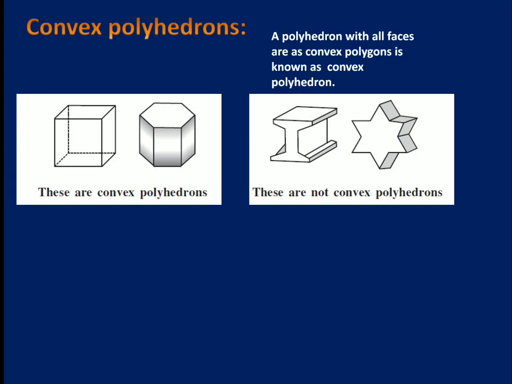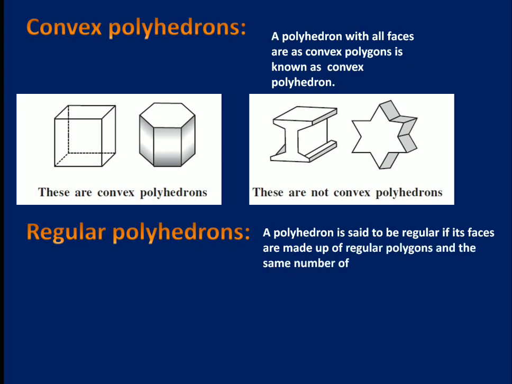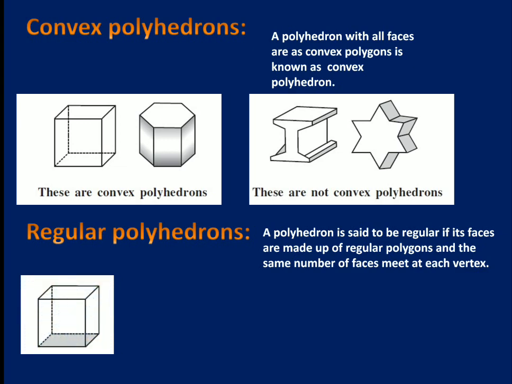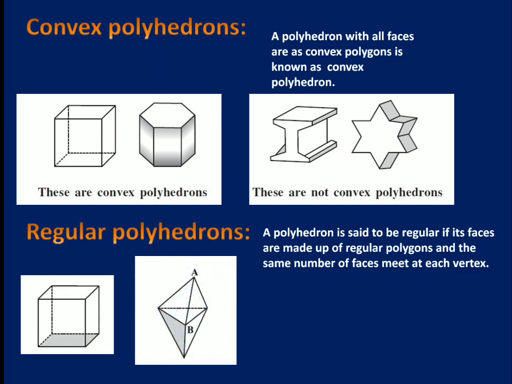Now come to next point, regular polyhedrons. A polyhedron is said to be regular if its faces are made up of regular polygons and the same number of faces meet at each vertex. Look at this picture. This polyhedron is regular and this polyhedron is not regular because all sides are congruent but its vertices are not formed by the same number of faces.